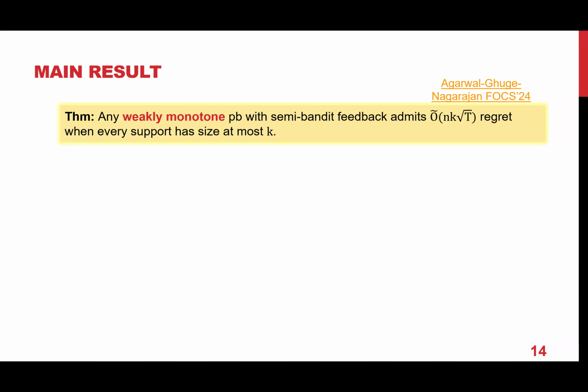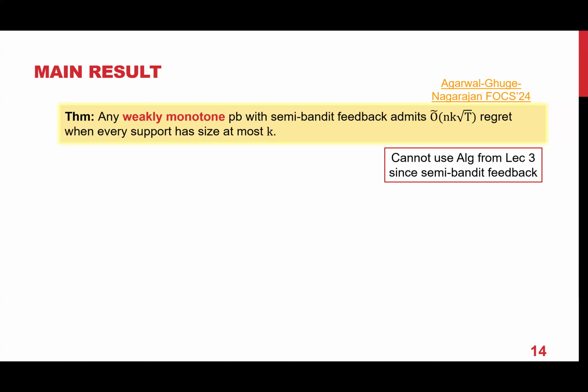The main takeaway here is that you can get even square root T regret bounds rather than T to the 2/3, which we were getting for bandit feedback. Here we can get square root T, but I need some assumption on the support size. The point is we cannot use algorithms from lecture 3, the last lecture, because we have semi-bandit feedback. We are not receiving full samples. We are only receiving partial feedback.